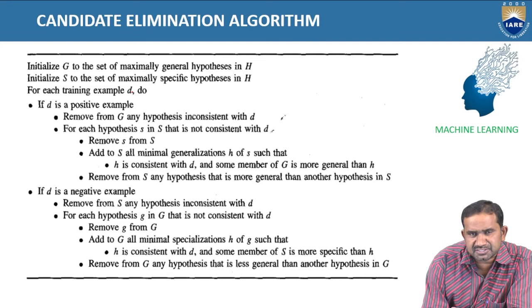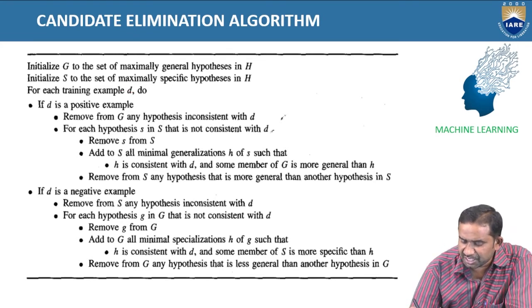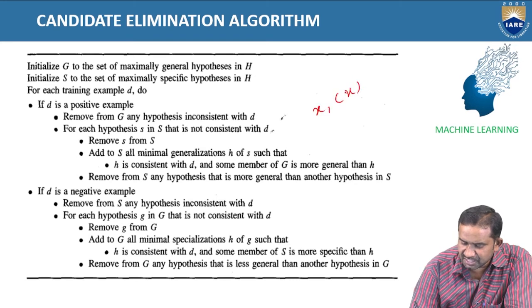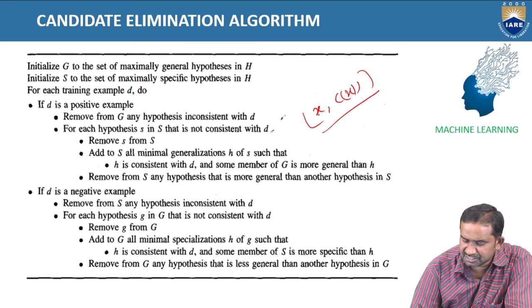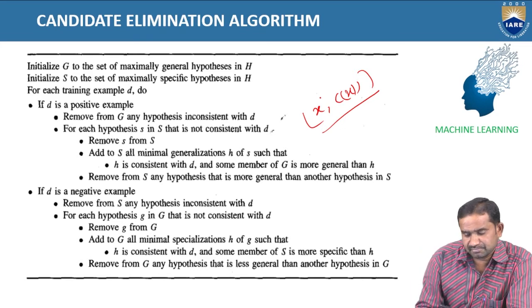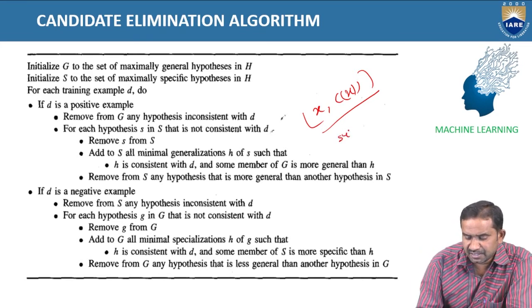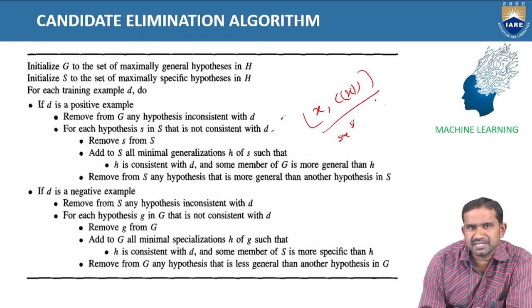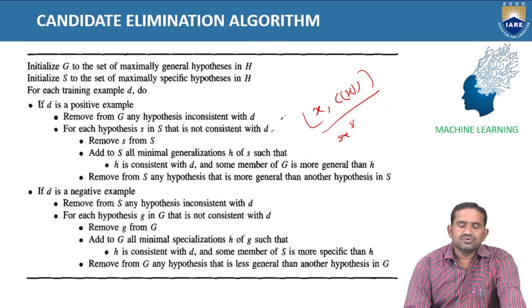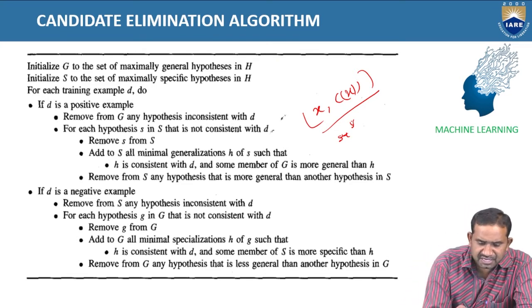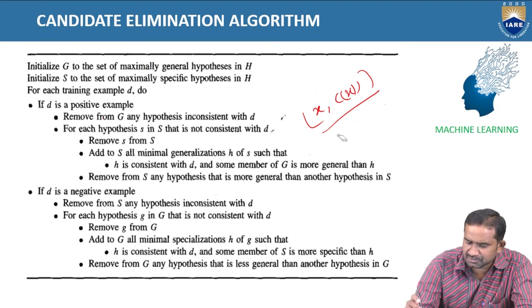For each training example D, do the operation. D is x comma c of x. X is the attribute values, for example the sky attribute value is sunny. Whereas c of x is the resultant, the target concept value of the training example. It is yes or no. That is the meaning of c of x. We perform the operation based on these training examples.